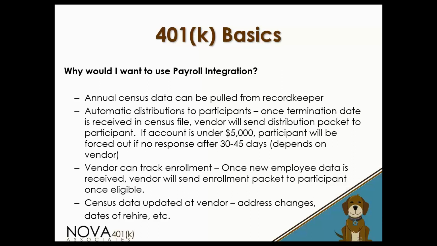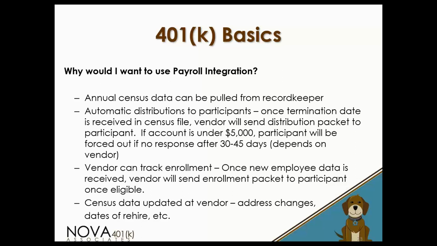If the record keeper is getting dates of termination on your participants, then once they know that that person is no longer employed with you, they can send out information to take distributions from the plan. And if the account is under $5,000, they would even be allowed to force out a distribution if there's no response 30 to 45 days after they've been notified. And that's good because that will prevent small accounts from hanging around your plan.